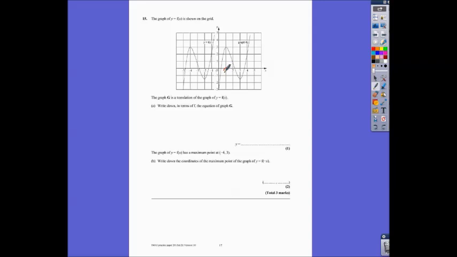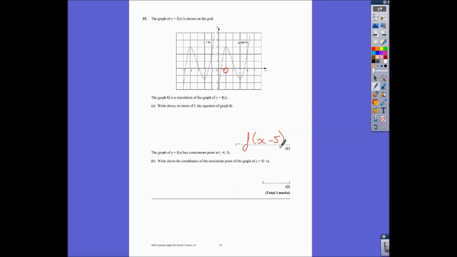So if we look at the value of x here, we want to get the same value for y when x is 1 as when x was minus 4. So basically, we just want to take 5 off 1 to get to minus 4. So it's f of x minus 5.